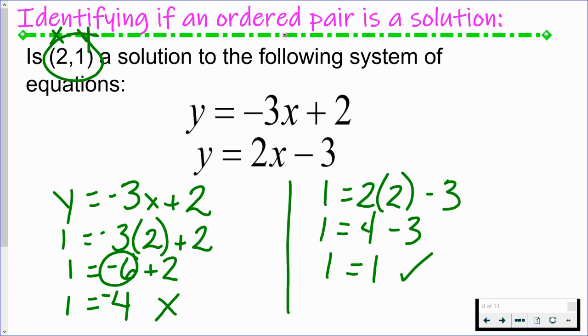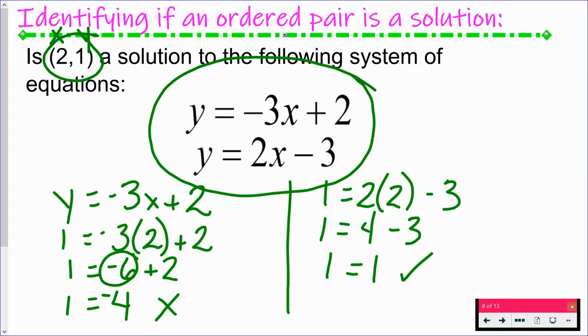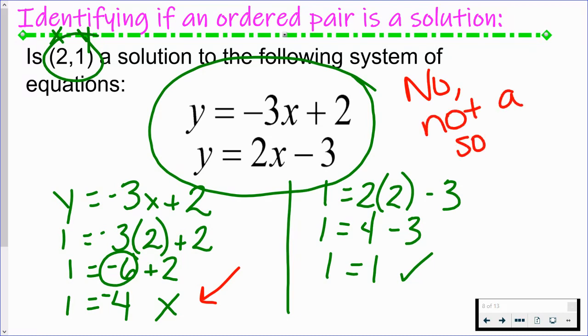However, in order for this ordered pair to be a solution to this whole system, it would have to work for both equations. And if you notice, it did not work with the first one. Therefore, this would not be a solution. So I could just write no, not a solution. Now, these two lines will intersect because they have different slopes and different y-intercepts. So they will intersect at a point. It's just not 2, 1 that they will intersect at. It'll be another point.